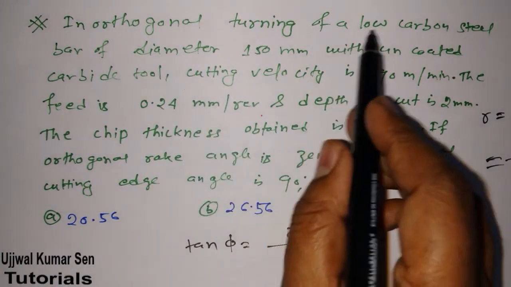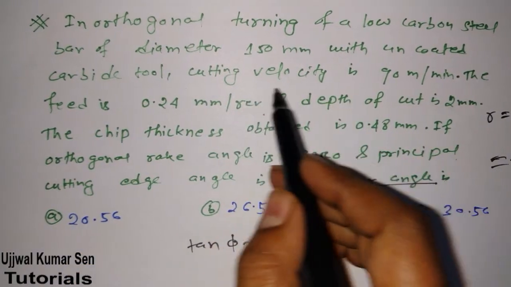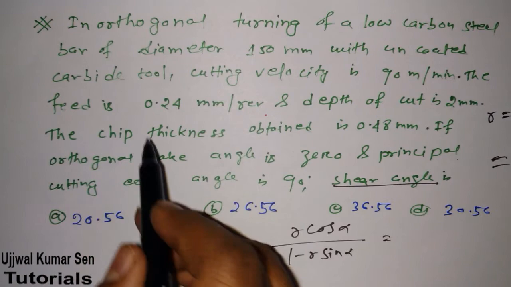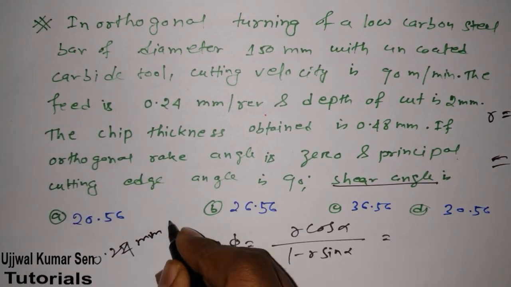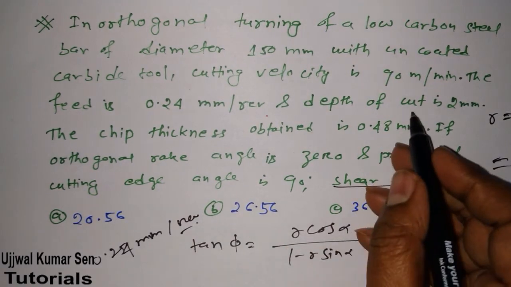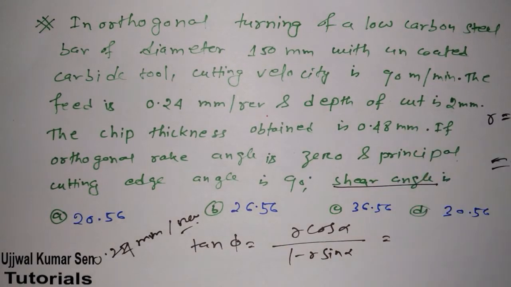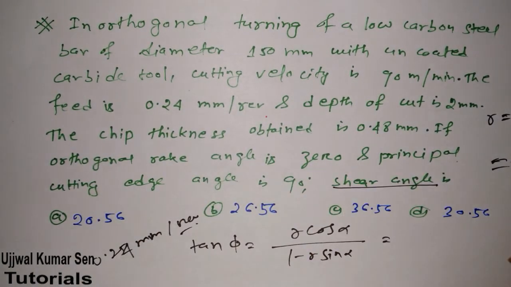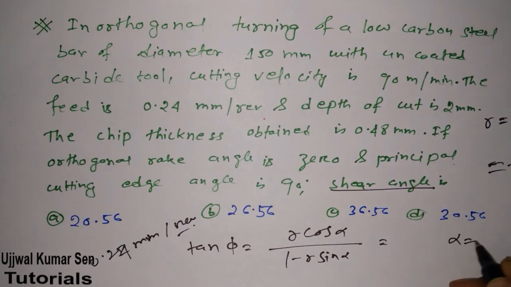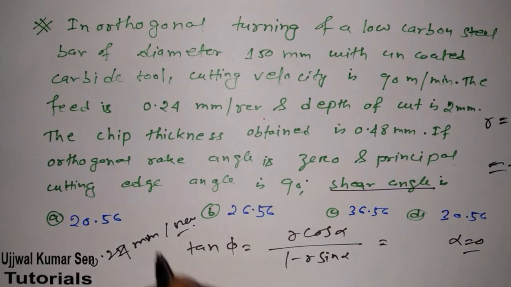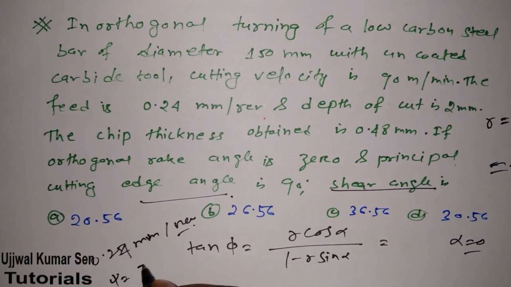We are given an orthogonal bar, the cutting speed is this, and the feed is 0.2 mm per revolution. The depth of cut is 2 mm. The chip thickness obtained is 0.48. Now they have provided that alpha is equal to 0, and the cutting edge angle psi is equal to 90.